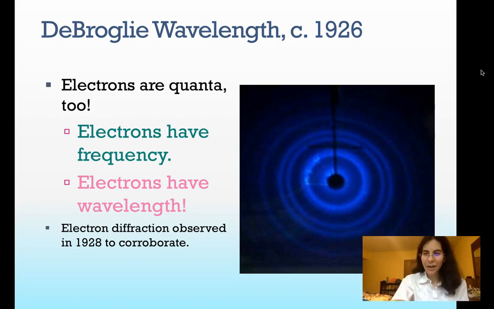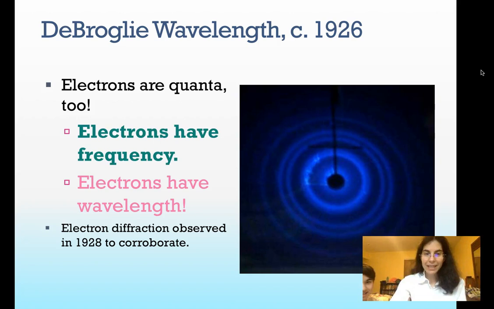You can even see the shadow of here. There it is. There's the obstacle that's blocking the, well, I was going to say light. This is a beam from an electron gun. It's not light. It's electrons being shot at a photosensitive screen. Those are electrons diffracting around the obstacle.